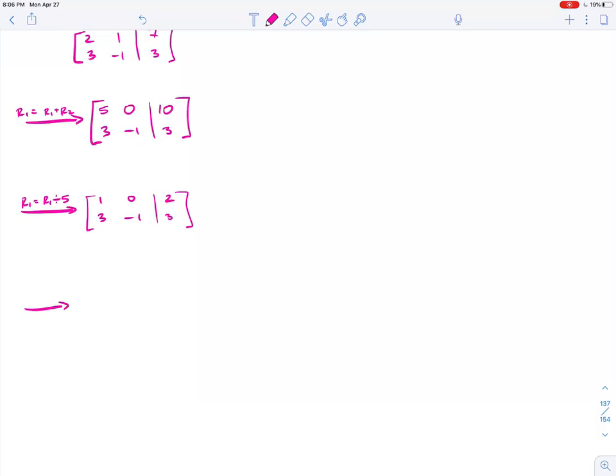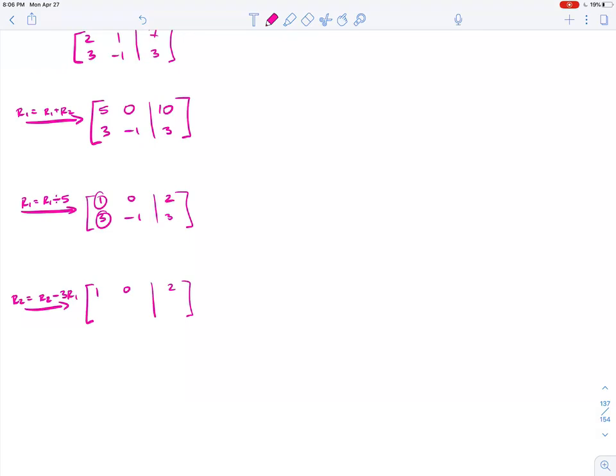I, at this point, would turn this into a 0. But how would I do that? I need to add some combo of row 1 and row 2 together to get there. Well, if I take this and I get rid of 3 of those, that should eliminate it entirely. So I'm going to take row 2. I'm going to subtract 3 of row 1. And that will be my new row 2.